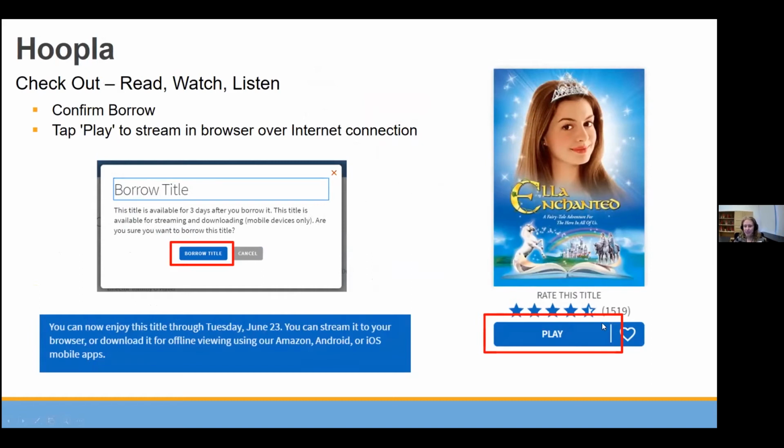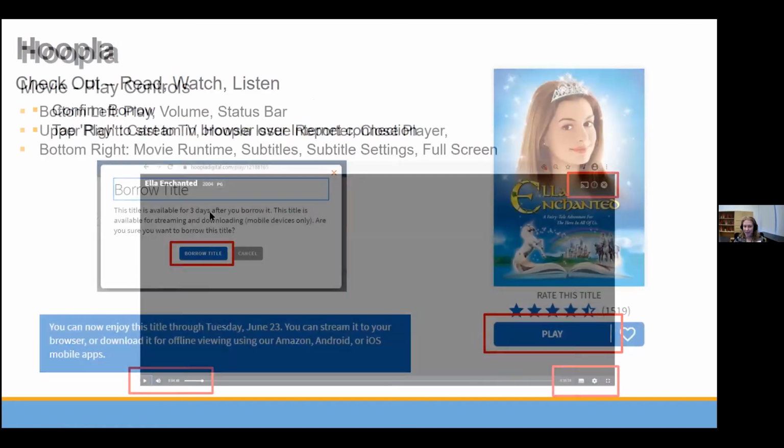So let's say I wanted to check out Ella Enchanted, so I tapped on borrow. The next thing that comes up is that it's going to ask you to confirm that you want to borrow the title, and you're going to say yes, go ahead and borrow the title. It's going to tell you how long you have it, so it's 3 days.